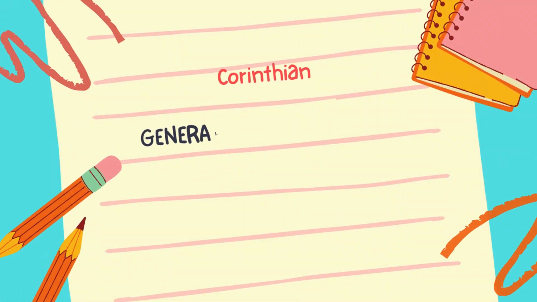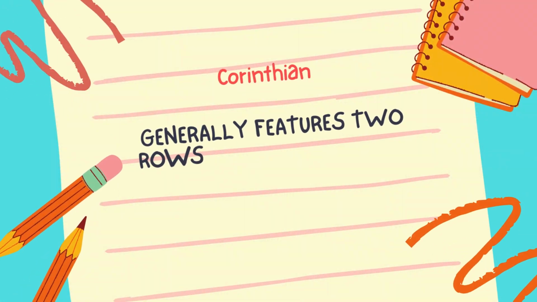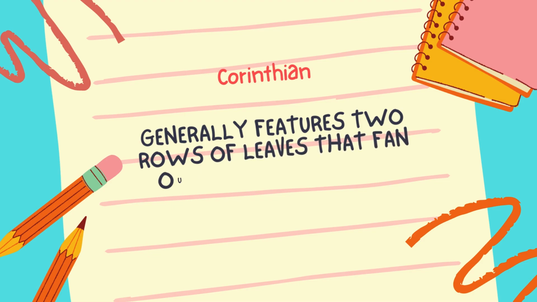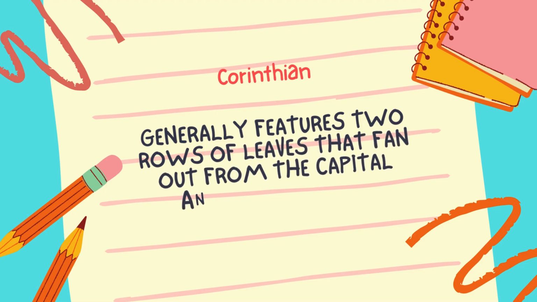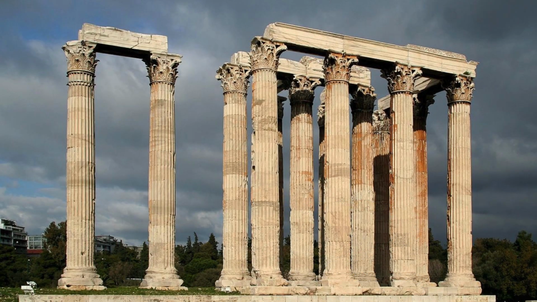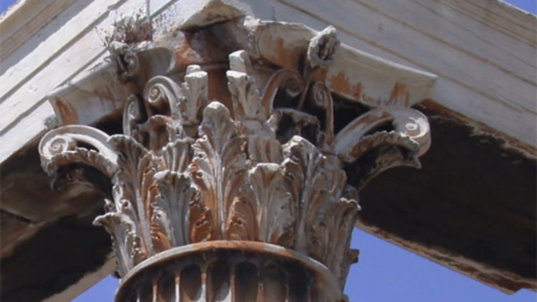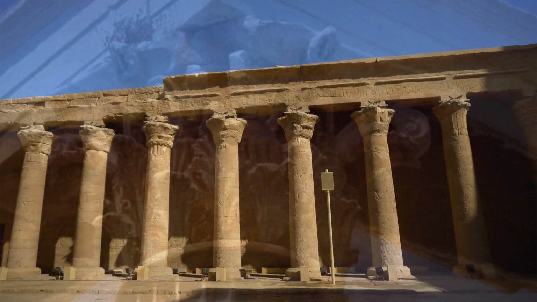Corinthian order grew out of Ionic order and has many characteristics in common with Ionic order. However, the capitals of the columns in the Corinthian order are much more ornate and elaborate than those in the Ionic order. It generally features 2 rows of leaves that fan out from the capital and 4 scrolls. This style was used first inside temples before being used on the exterior of temples.